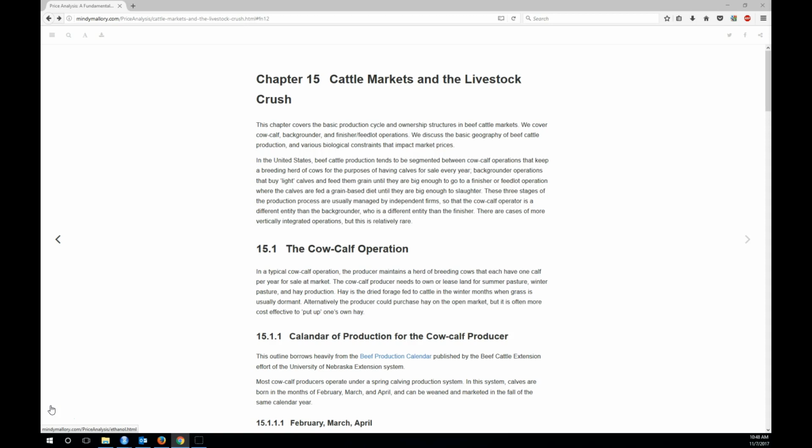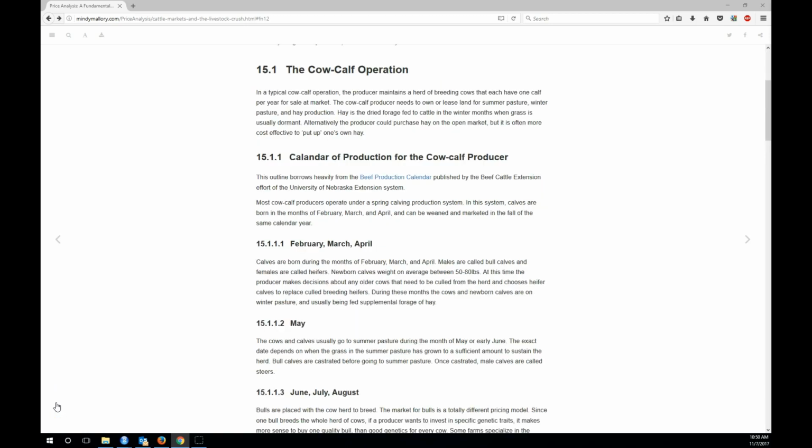So those three stages of the production process are usually managed by different firms. So the cow-calf operators are usually different people than the backgrounder, and that's usually a different business entity than the finisher or the feedlot. There are cases of more vertically integrated beef cattle operations, but that's not really the industry standard. So let's talk about each stage in a little bit more detail to give us a feel about how this market works. So the cow-calf operation.